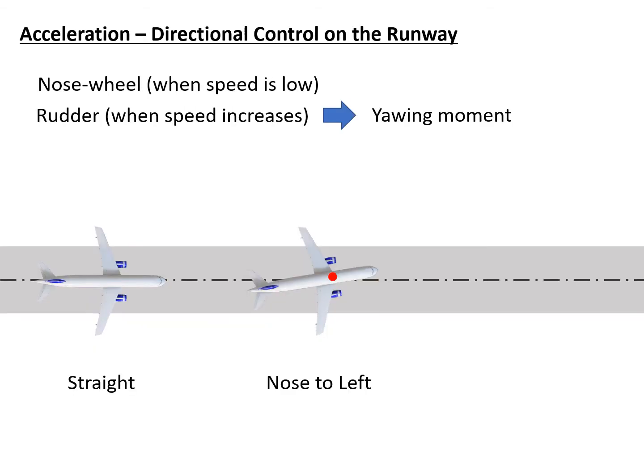When the aircraft is in acceleration, sometimes directional control is required on the runway. And of course, we can use a nose wheel when the speed is low. So it's like driving a car. We can change the direction by turning the nose wheel. And when the aircraft gains some speed, the rotor can be applied to change the direction also.